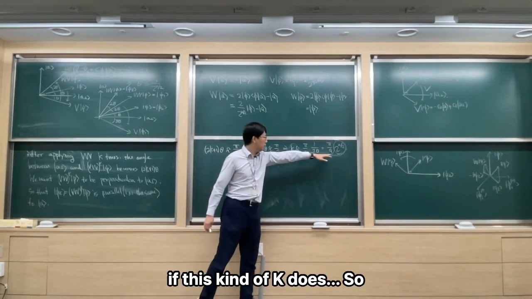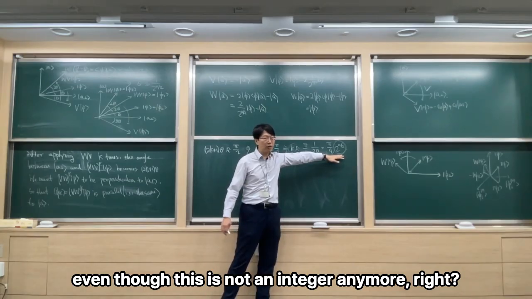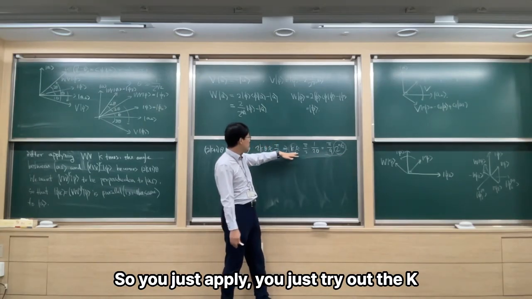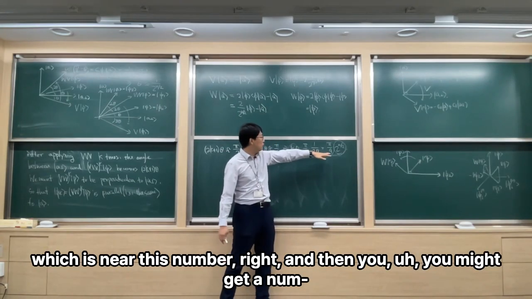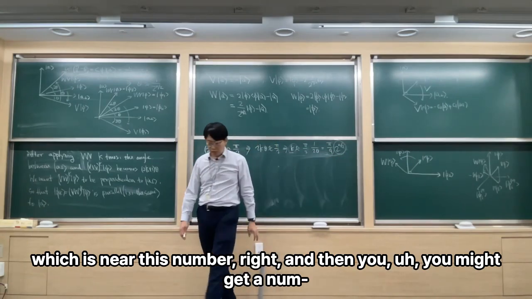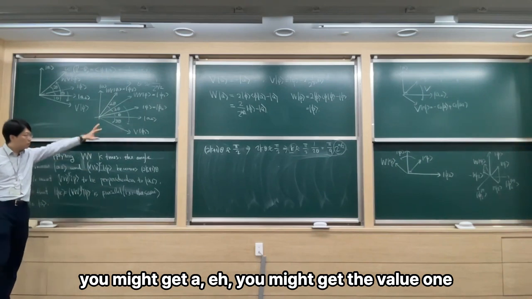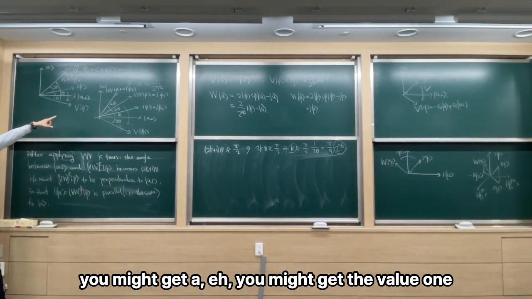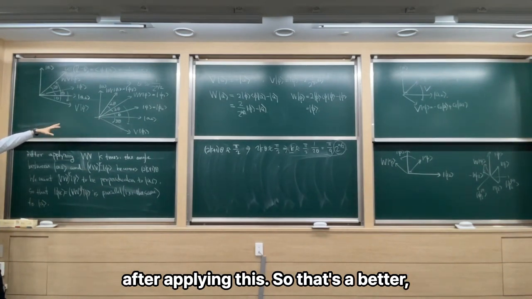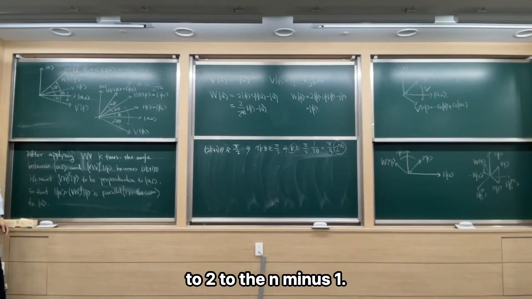So even though this is not an integer anymore, right? You just try out the k which is near this number, and then you might get the value 1 after applying this. That's a better chance than just going from 0 to 2^n − 1.